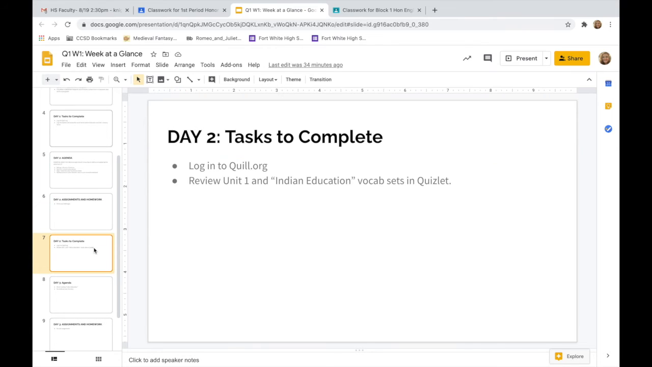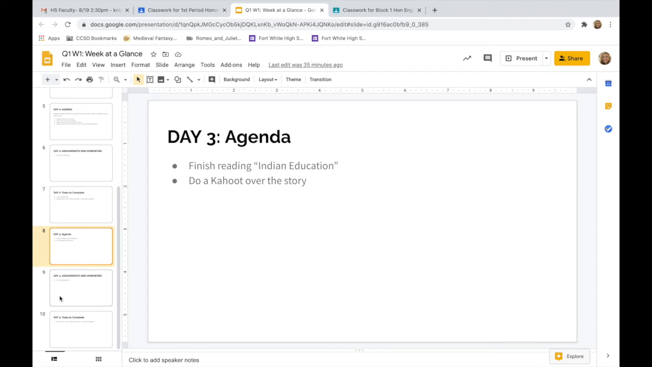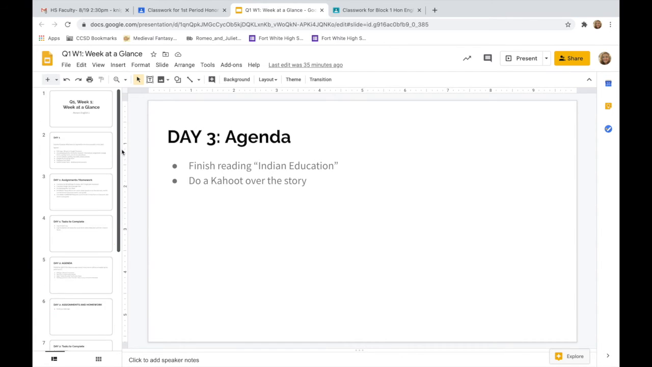And it's going to just be a regular pattern like that. Day two, you're going to have tasks to complete, which is make sure you've logged into quill.org and review the Unit 1 Indian Education vocab sets. So these are things that will help you be successful, but aren't necessarily worth a grade. And then day three would be Friday. So if we only meet 2 days in that week, you will only have a day one and a day two post.